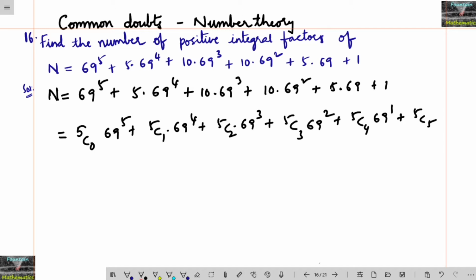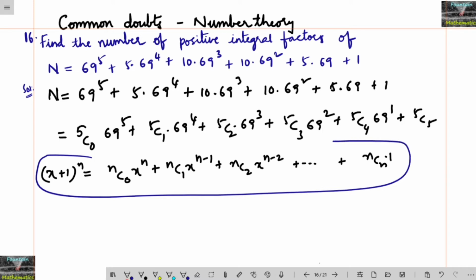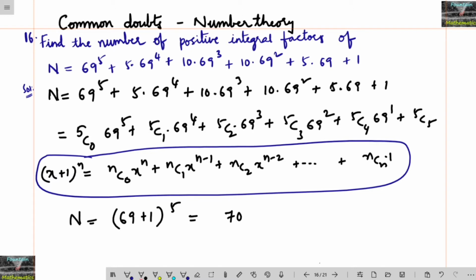5c5. Since we know that by binomial theorem, x plus 1 whole to the power of n, where n is a positive integer, is equal to nc0 x to the power of n plus nc1 x to the power of n minus 1 plus nc2 x to the power of n minus 2 plus and so on, ncn x to the power of n minus n, that is x power 0 is 1. So on comparing with this expression, we can write the number n is equal to, x is nothing but 69, so 69 plus 1 whole to the power of 5, that is 70 to the power of 5.